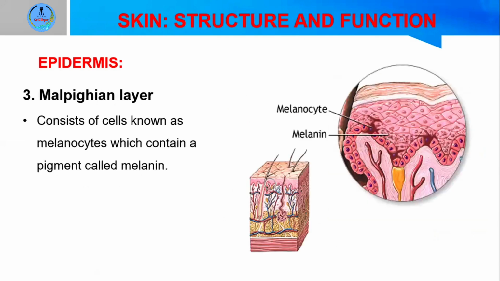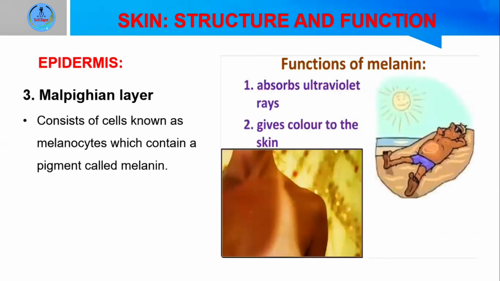Now, the Malpighian layer consists of cells that are referred to as melanocytes. Now, these cells contain a pigment called melanin. I think this is something that you've already heard before, right? Melanin. Now, why is melanin important? It has two functions. Number one, it absorbs the UV rays from the sun. Now, when it comes to the UV rays, what happens is that they can penetrate the uppermost layer of our skin and interact with the cells.